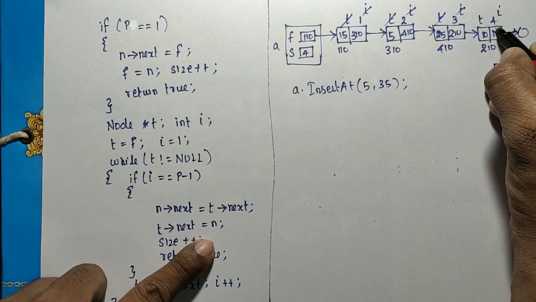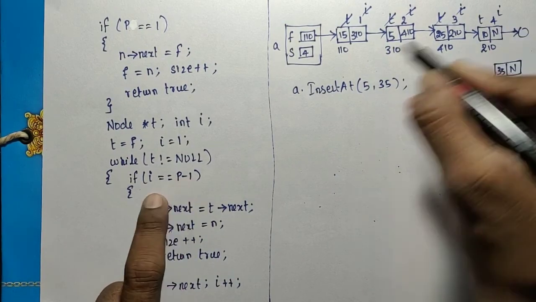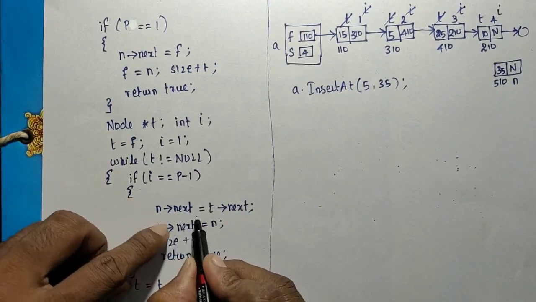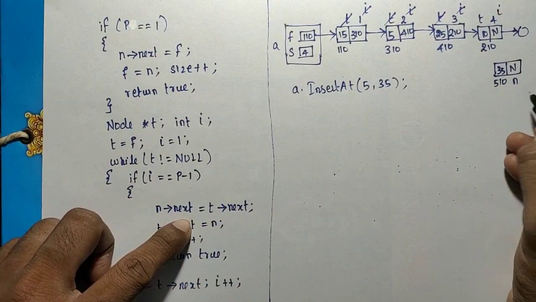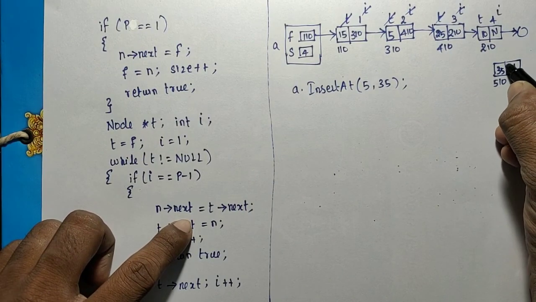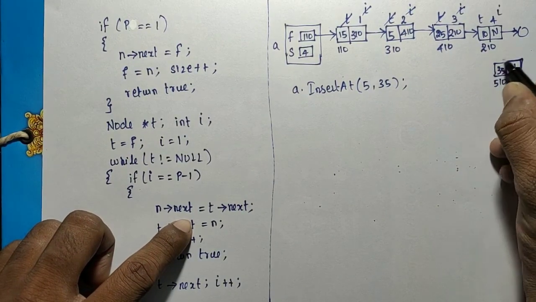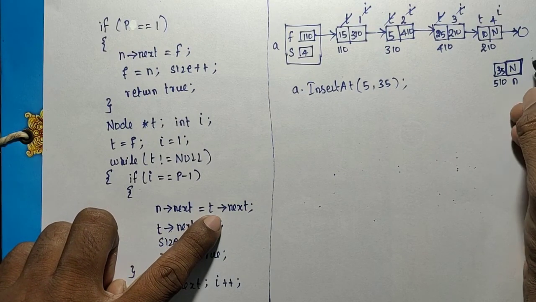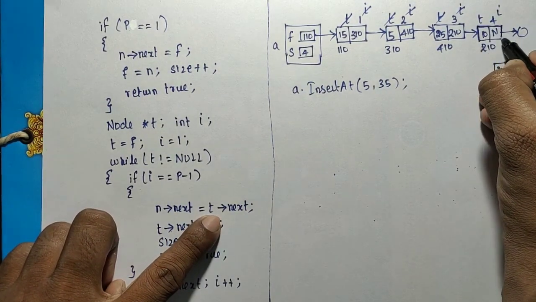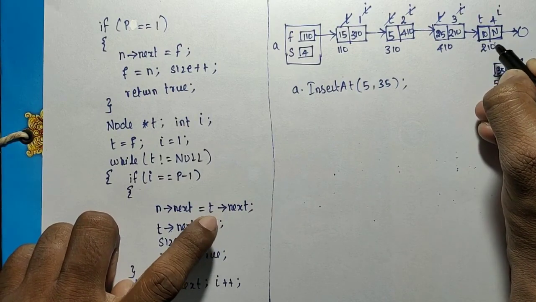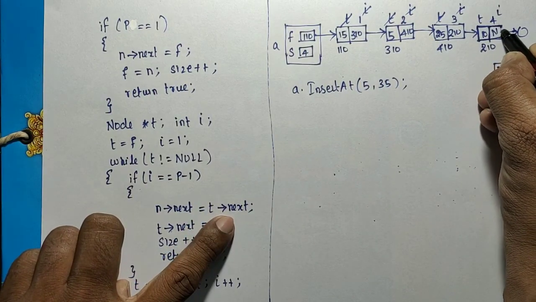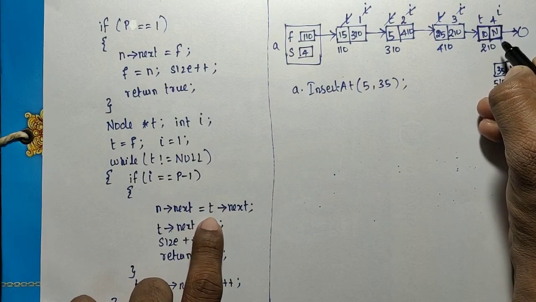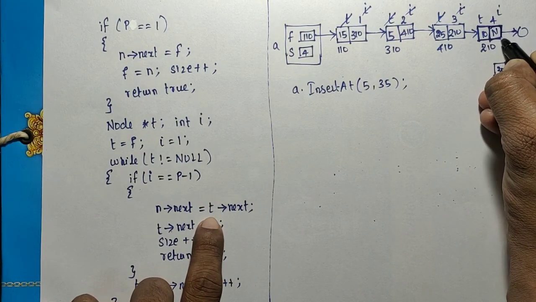Now i equal to 4. Now we are getting i equal to p minus 1, so this will get executed. n of next equal to t of next. n is nothing but this. n of next means this field, correct? n is this, n of next means this field, which is equal to t of next. t means this node, okay, 210 the node. t of next means this field. What is the content of this field? Null. Okay, be clear. t of next field content is null.